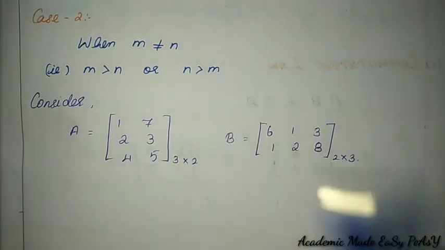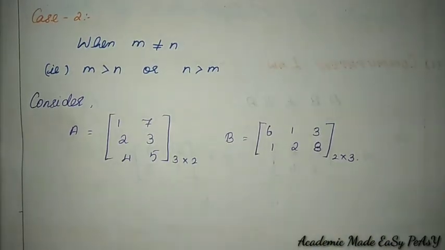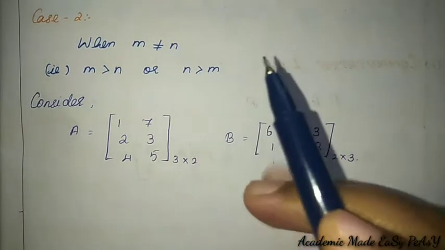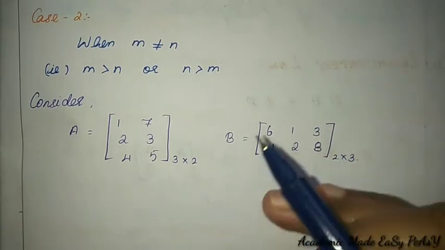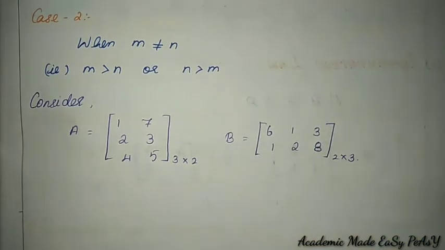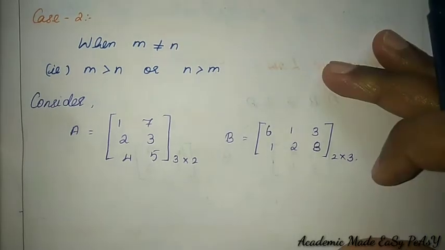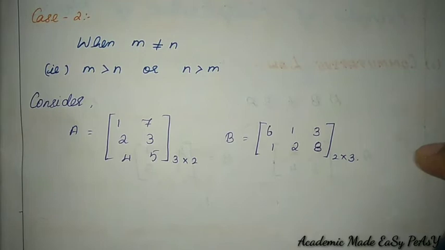Now let's learn case 2, that is the multiplication of non-square matrices, that is when m is not equal to n. So now let's see an example, then it will be clear for us. Everything is the same for square matrix multiplication as well as this normal matrix multiplication. Only a slight difference will be there: the order of the matrices will change. Only that is the difference. So now let's move on to the example.